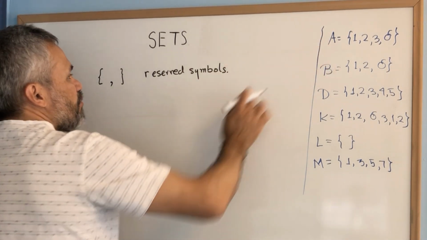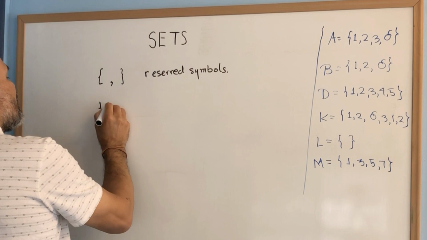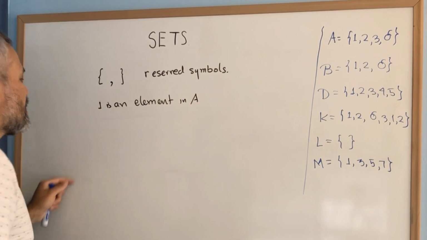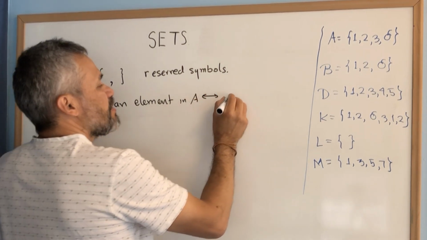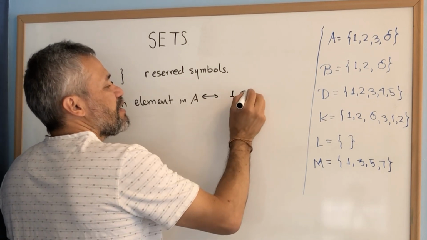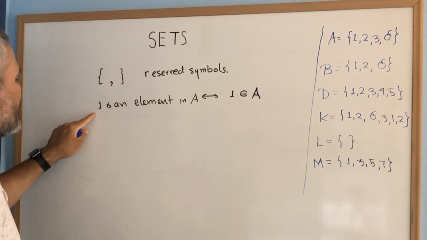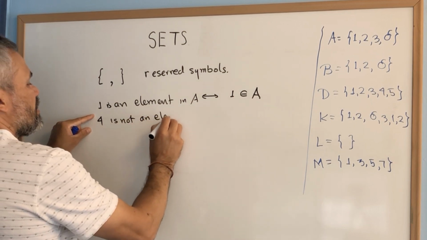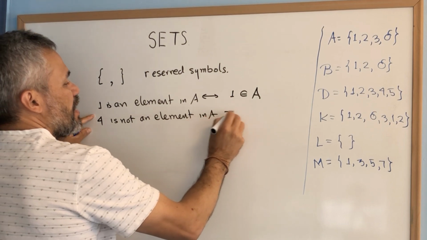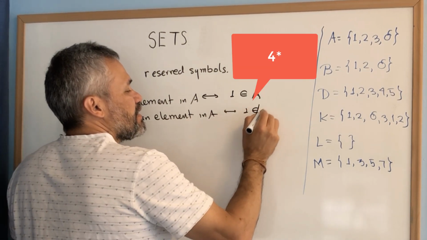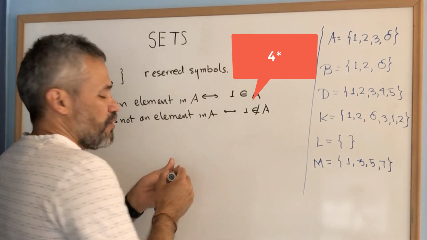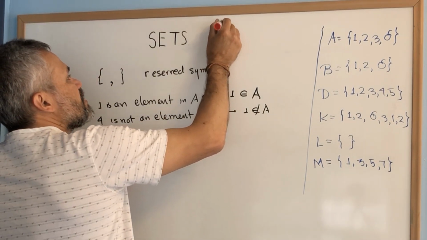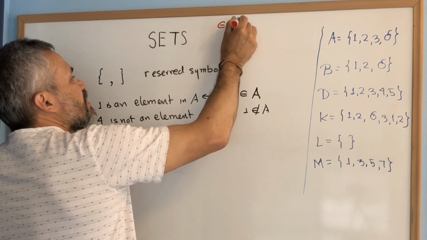For example, for set A, we're going to write that 1 is an element in A, and we are going to abbreviate this by writing 1 and using this symbol: it's an element in A. And for example, we have that 4 is not an element in A, and we are going to abbreviate this by saying it's not an element in A. Then we have this notion of being an element, which means that we have this other symbol here, being an element and not being an element.